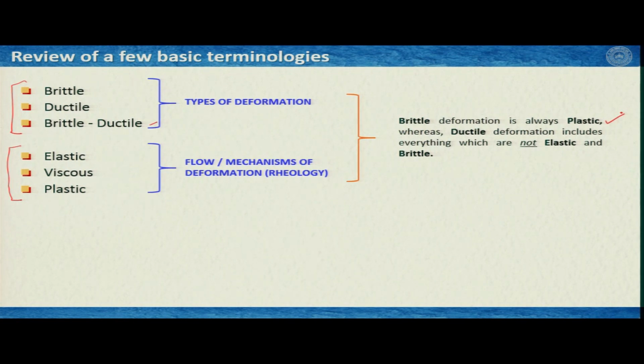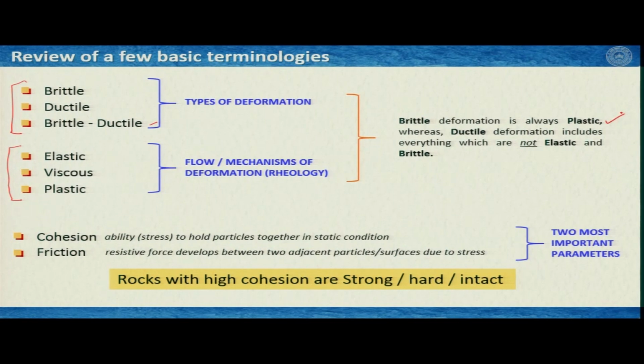Now, we also learnt two other terms, and I already mentioned one of them. One is cohesion and the other is friction. Cohesion is the ability or stress to hold particles together in a static condition. That means, I have some sand grains kept in a bowl and I make something cover on it, and then I just leave it there.